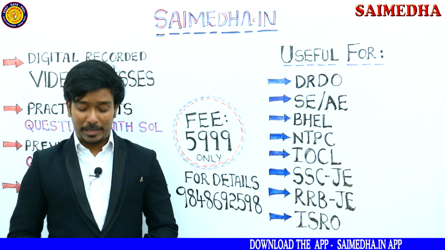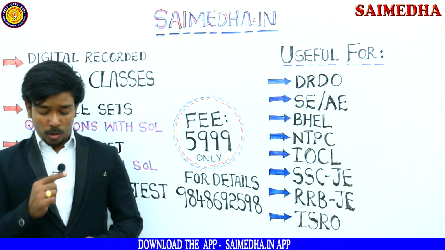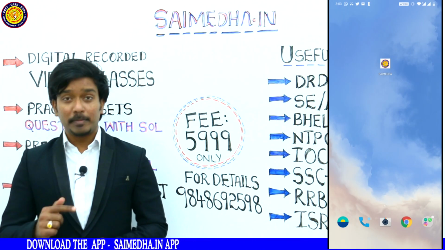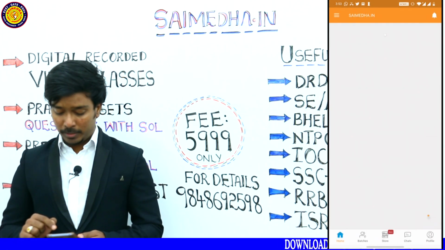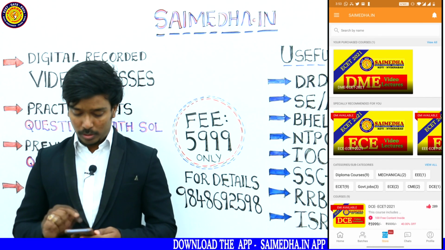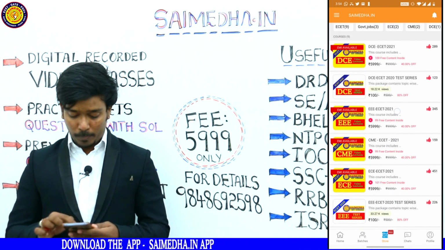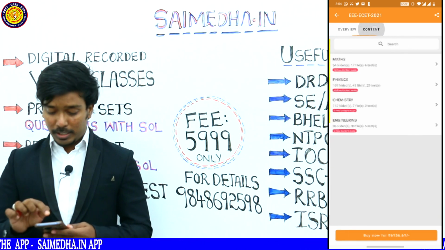So far what we have completed, let's discuss about it now. Over the screen you can watch the SAIMEDHA.in app. If you open the app, guys, you are going to see it there. Let's talk about the store now. In some other branch, let's open the EEE branch. In the EEE branch you can see the content.